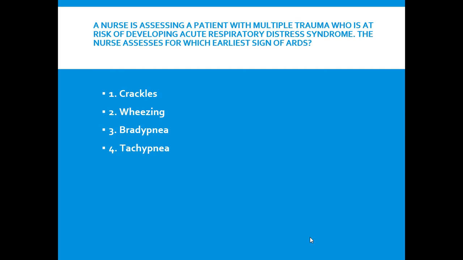Let me tell you the answer for this one. Okay, so the answer is tachypnea. The earliest detectable sign of ARDS is tachypnea. It's followed by increasing dyspnea, air hunger, retraction of accessory muscles, and cyanosis. Breath sounds may be clear or may consist of fine inspiratory crackles or diffuse coarse crackles.